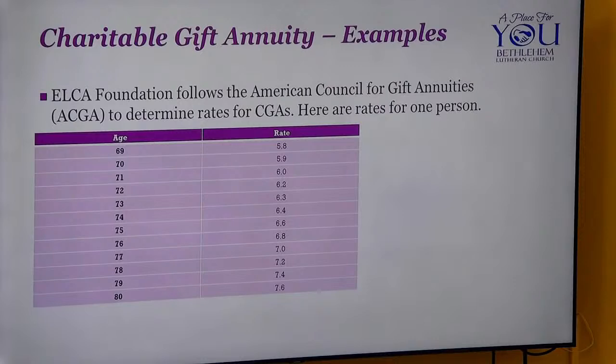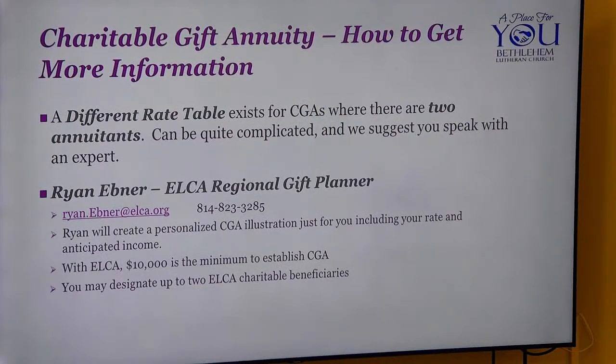Pretty decent rates. Now, one more slide, Andy. I mentioned a different rate table exists for CGAs for two annuitants, and they can be quite complicated, so we'd suggest that you speak with an expert such as Ryan Ebner, who's the regional gift planner for the ELCA. His contact information is here. It's also on our website in the IMF portion of the website.